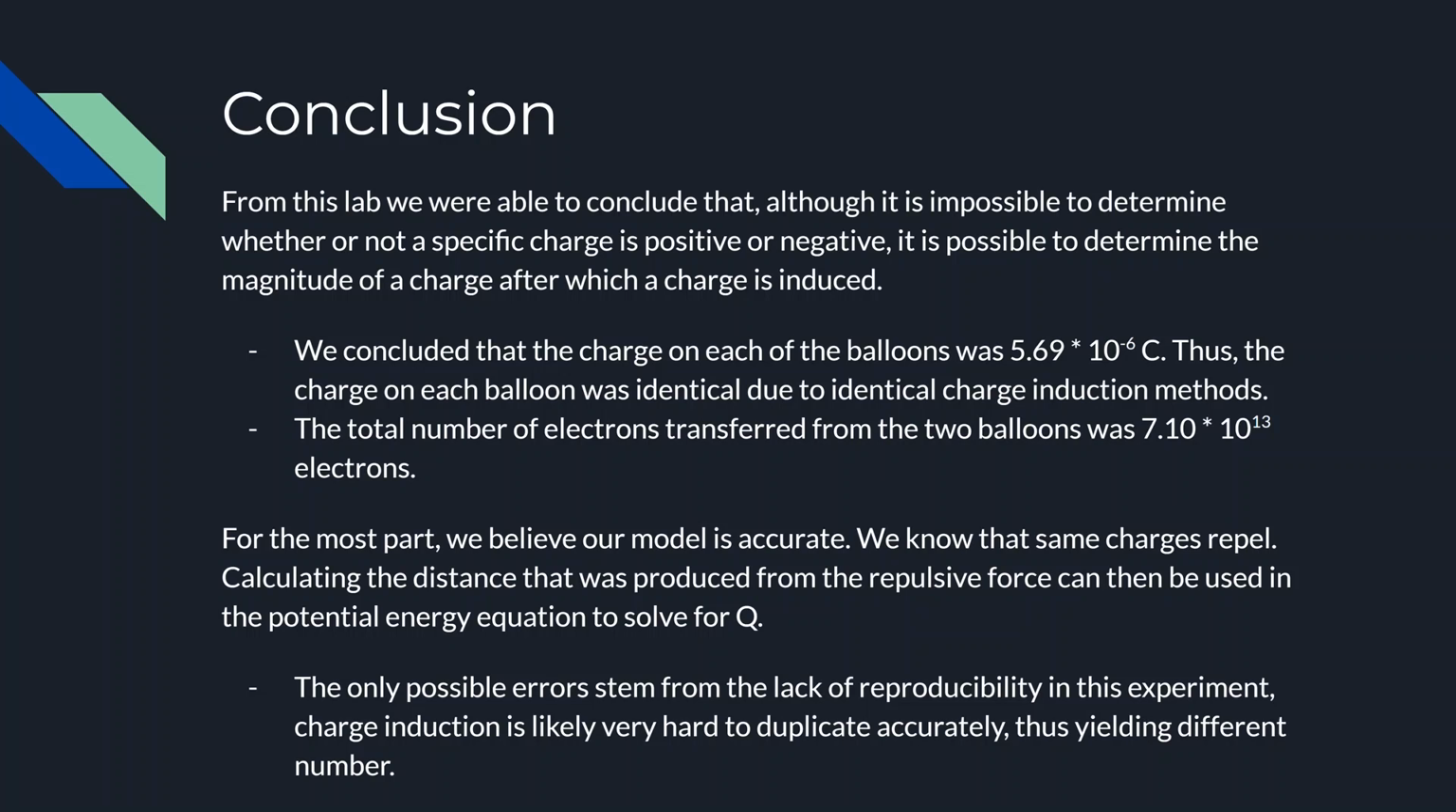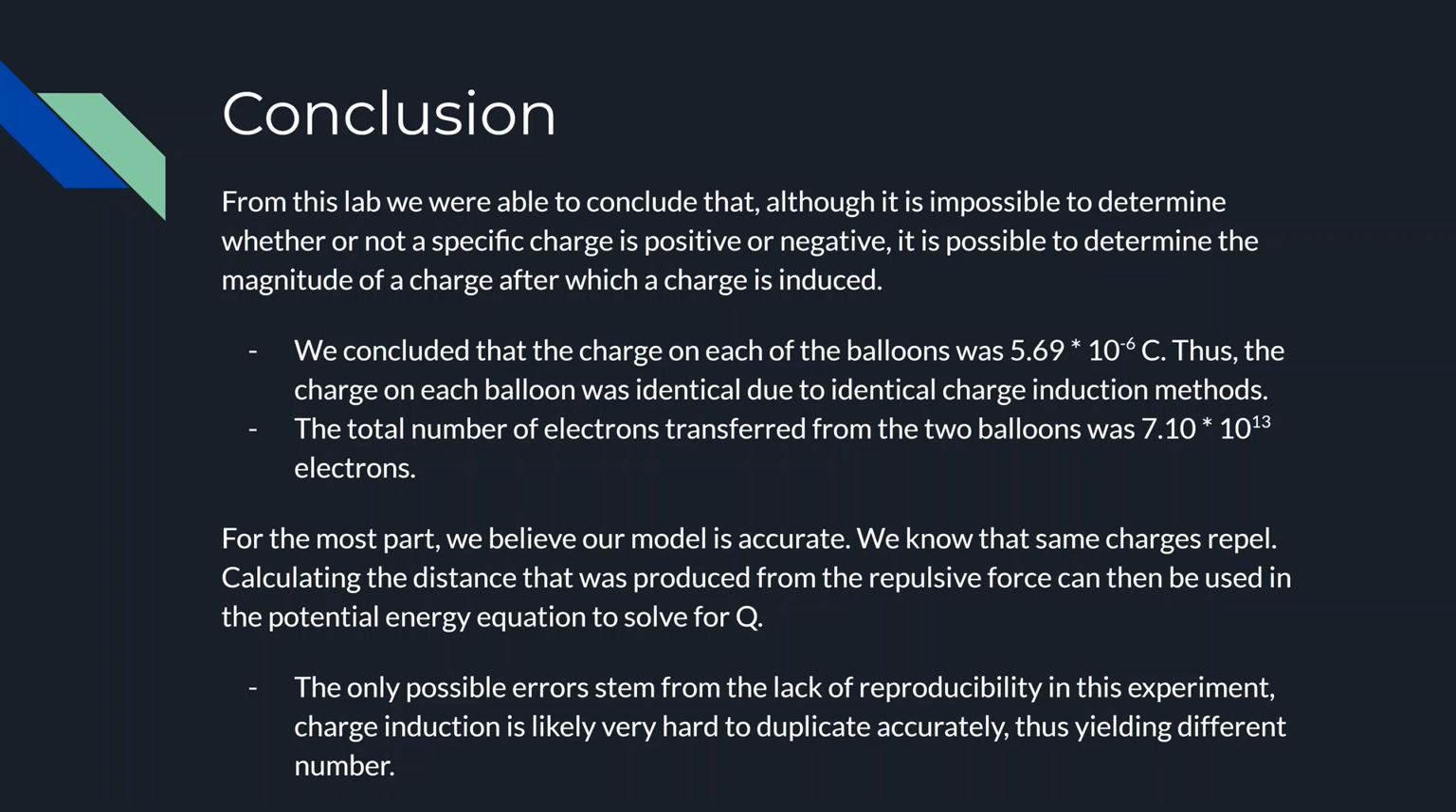From this lab, we concluded that although it is impossible to determine whether a charge is positive or negative, it is possible to determine the magnitude of a charge after a charge is induced. We concluded that the charge on each of the balloons was 5.69 times 10 to the negative 6 coulombs. The charges were identical on each balloon, meaning that Q1 and Q2 were the same. Thus, we were also able to calculate the total number of electrons transferred, which was 7.10 times 10 to the 13th electrons. For the most part, we believe our model is accurate.